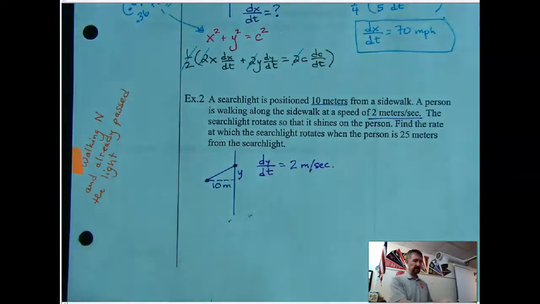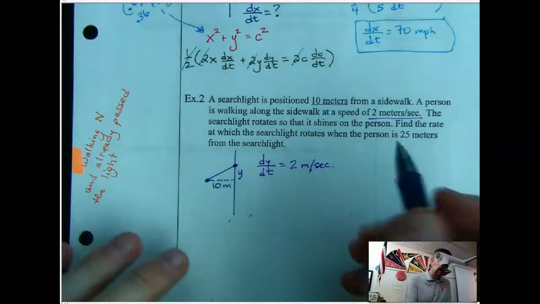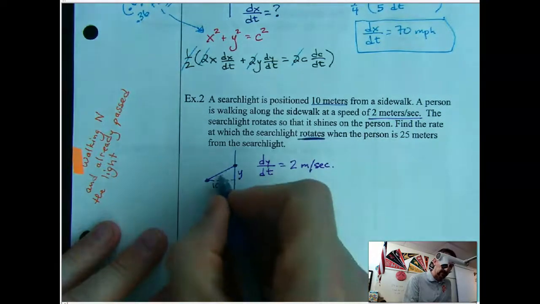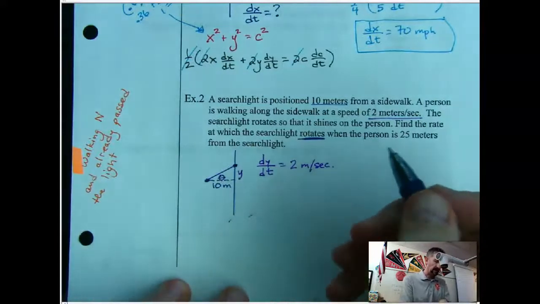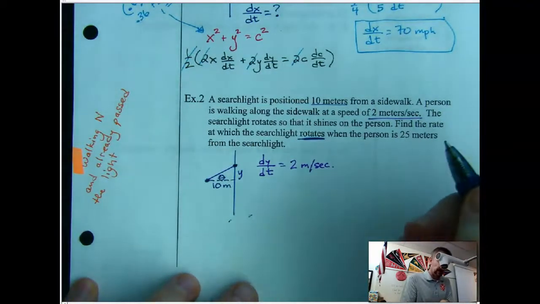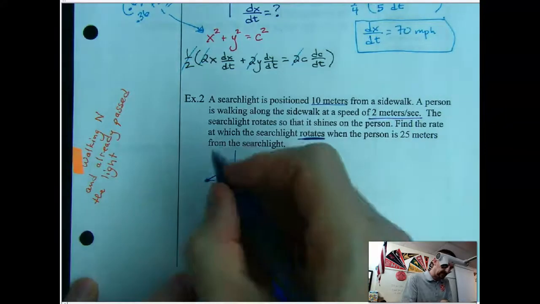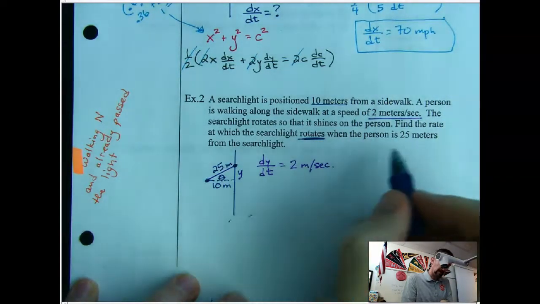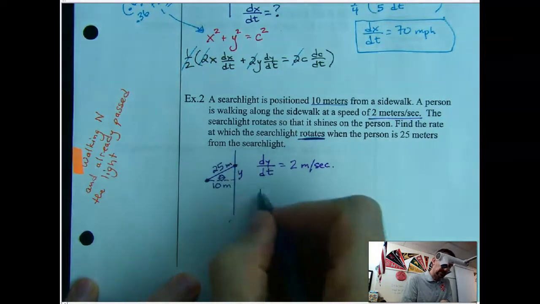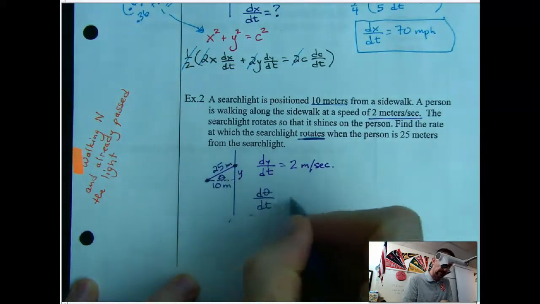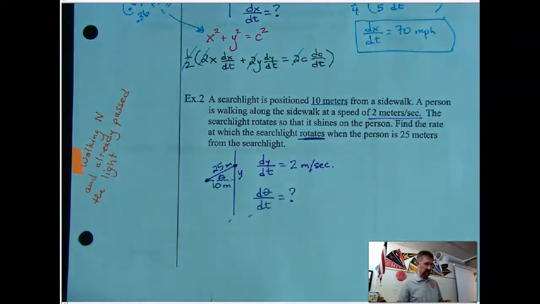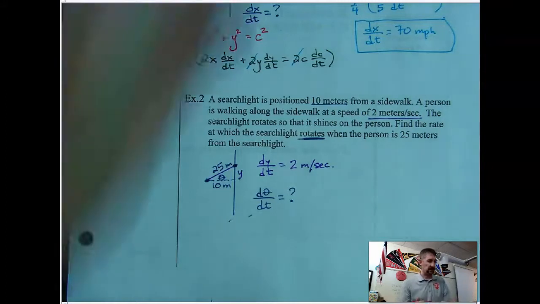All right, and then it says the searchlight rotates, that shines on the person. Find the rate at which the searchlight rotates. So that has to do with theta in there. When the person is 25 meters away, find dθ/dt, the rate of change of the angle. Okay, so that's about all the information I think we can find there.